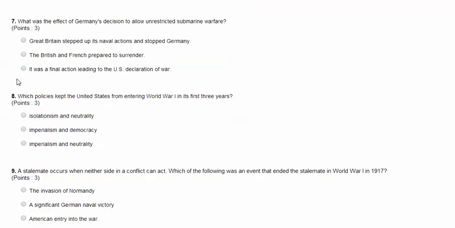Number 7, what was the effect of Germany's decision to allow unrestricted submarine warfare? Great Britain stepped up its naval actions and stopped Germany. The British and the French prepared to surrender. It was a final action leading to the U.S. declaration of war.